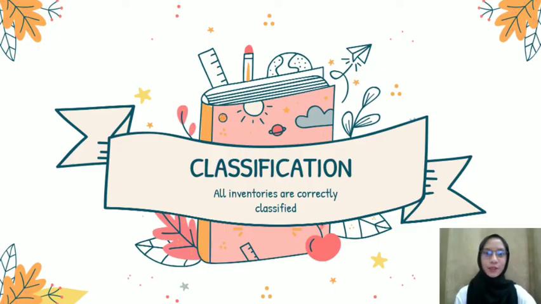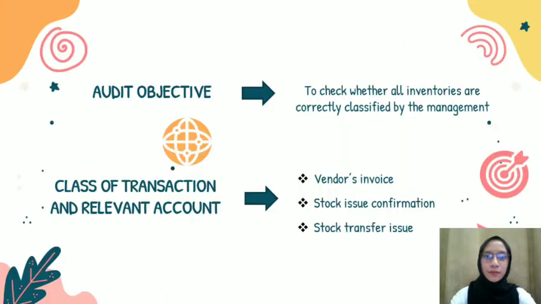Assalamualaikum, I'm Nur Atira binti Rosli. Today I'm going to explain about management assertion, which is classification. What it means by classification is that all the inventories are correctly classified. And what is the audit objective of classification? It is to check whether all the inventories are correctly classified by the management.